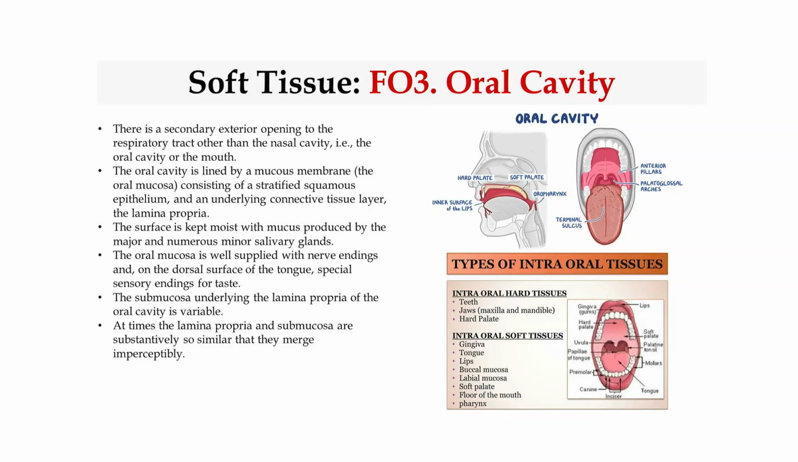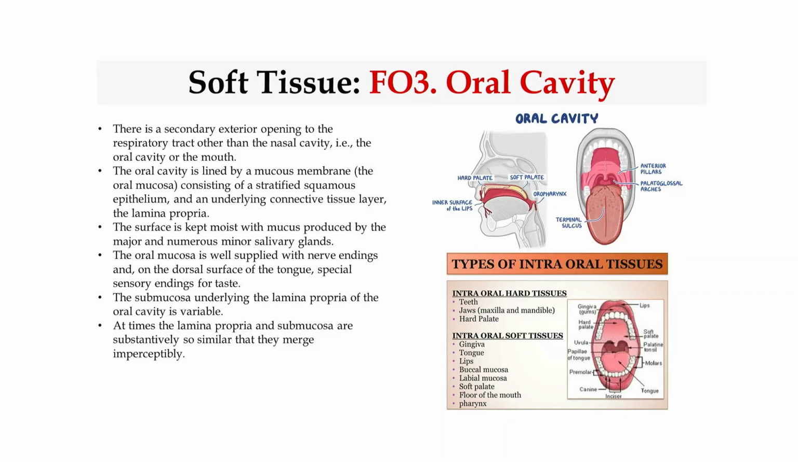Then the next part is you have intraoral soft tissues like the gingiva. The pronunciation may differ a little bit based on the kind of English accent you have. So the gingiva, tongue, lips, buccal mucosa, labial mucosa, soft palate, floor of the mouth, and the pharynx. These are all different sorts of soft tissues which are part of the oral tissues, right? And they all differ in properties.